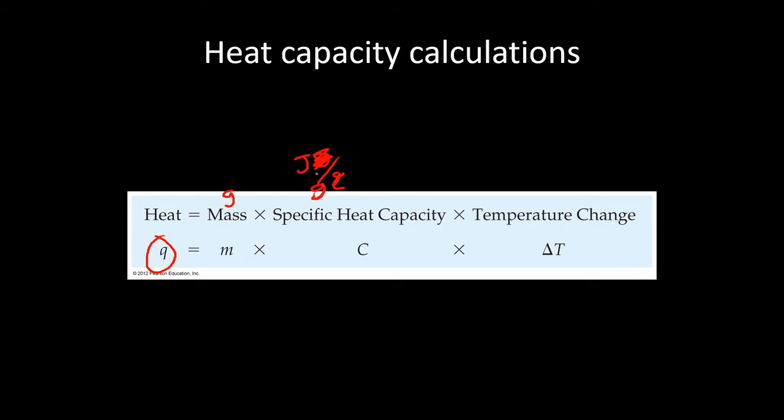Sorry, joules per gram degree C. That's right. And then the temperature change is just degrees C, are the units on that. And anytime you have a delta T like this, or a delta anything, whether it's temperature or not, it is always the final minus the initial. So it's the final temperature minus the initial temperature.